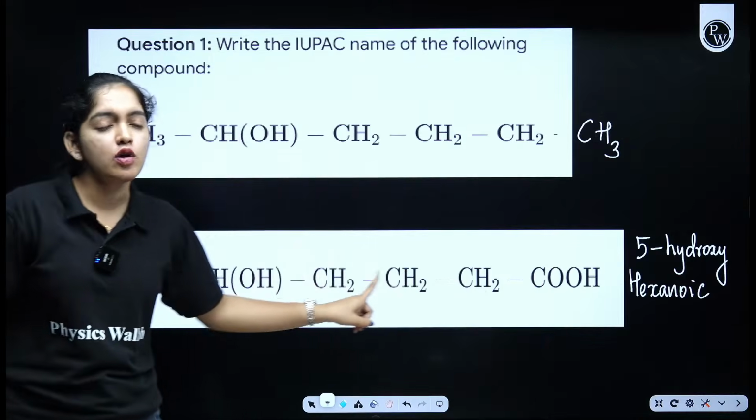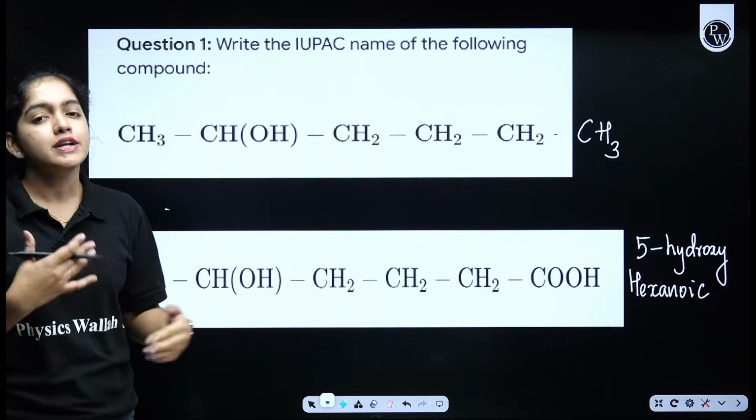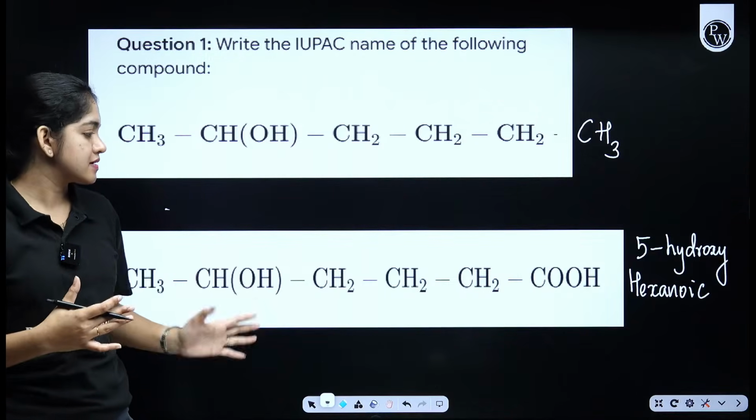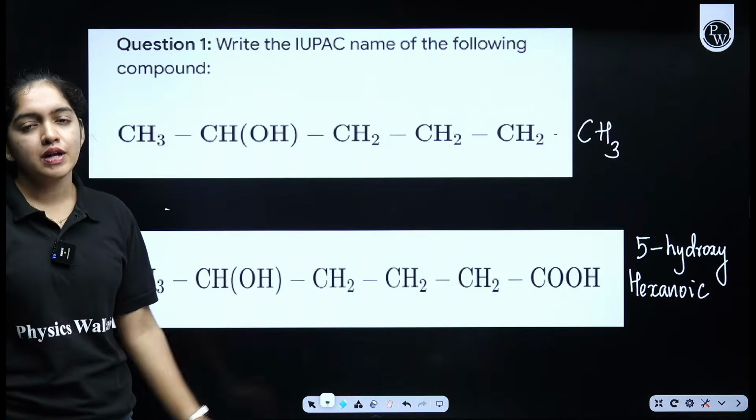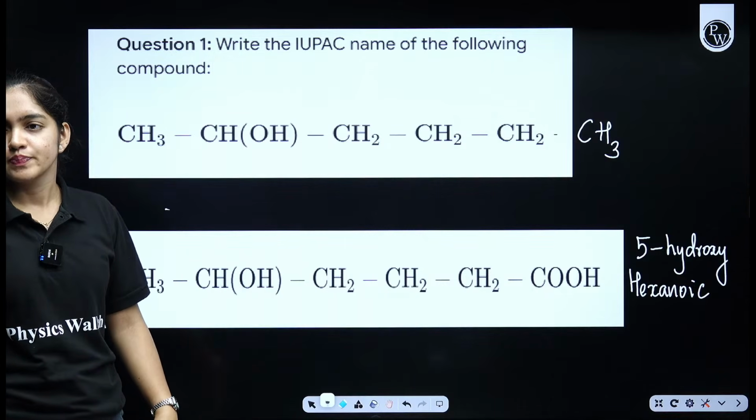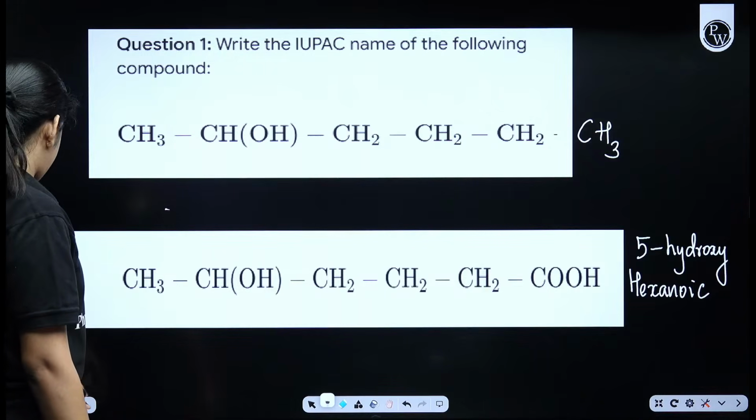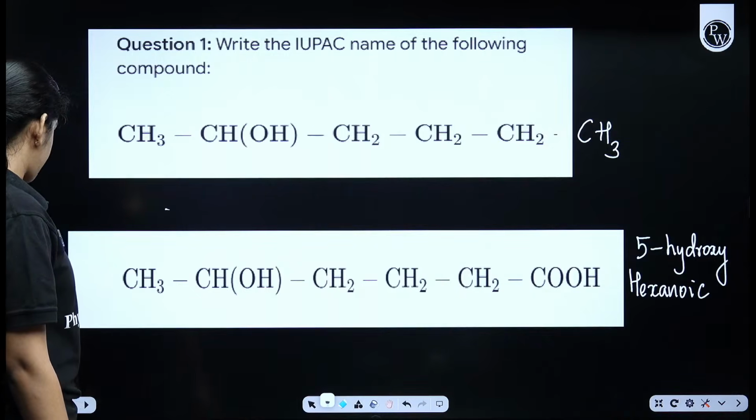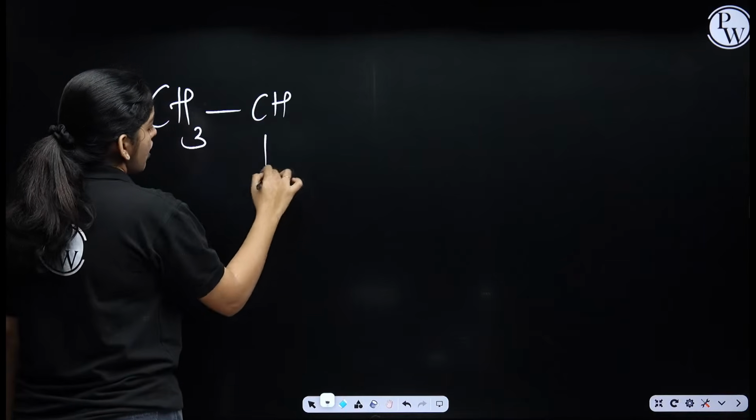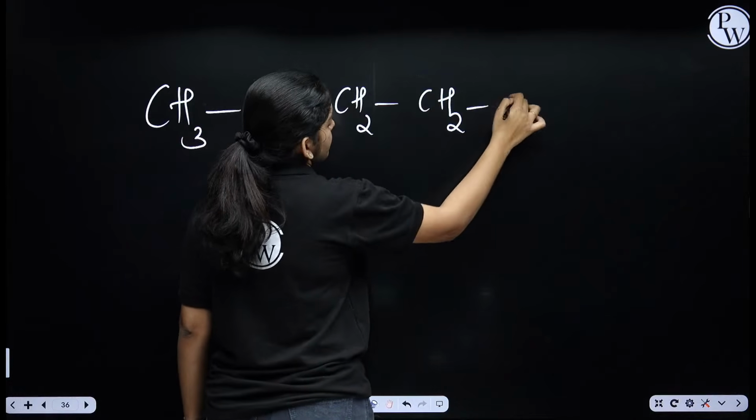COOH, and one more functional group is present there, the hydroxyl, alcohol group. It will get the next number. So, try to answer that. Just find what the name of this organic compound will be. Use the priority order and write the name of this compound. This is the question: CH3, CHOH, CH2, CH2, CH2.